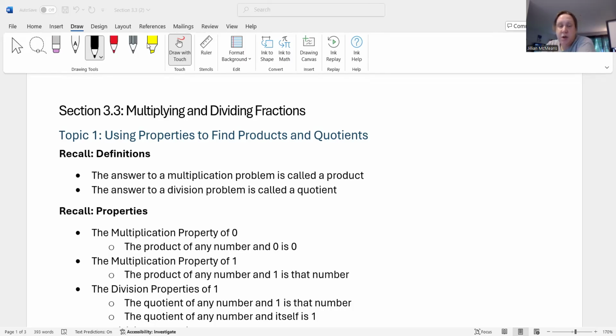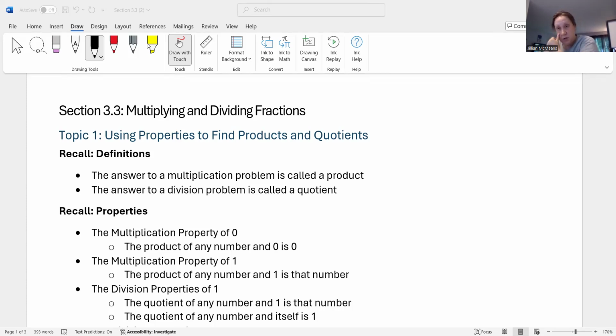Okay, in our next section, we're going to talk about multiplying and dividing fractions. And before we get into the actual steps for multiplying and dividing fractions, we need to do a quick review of just multiplication and division. So topic one is using properties to find products and quotients, okay?